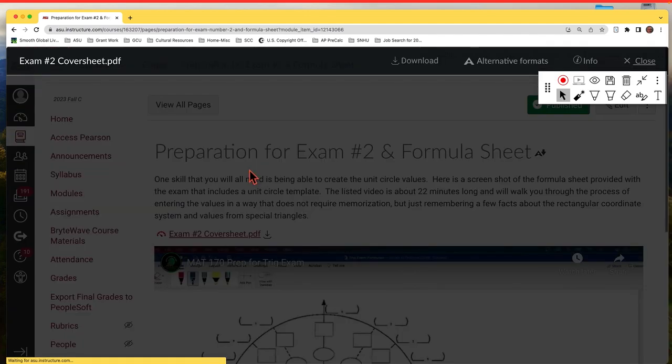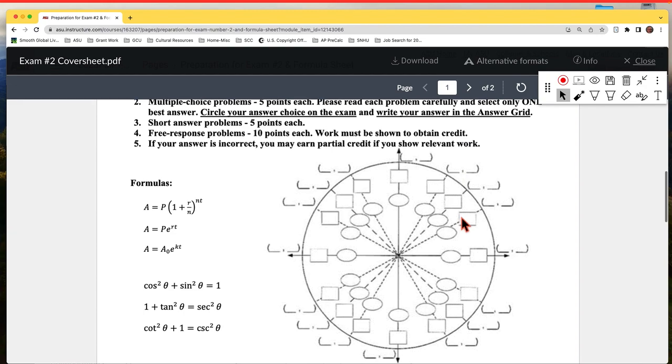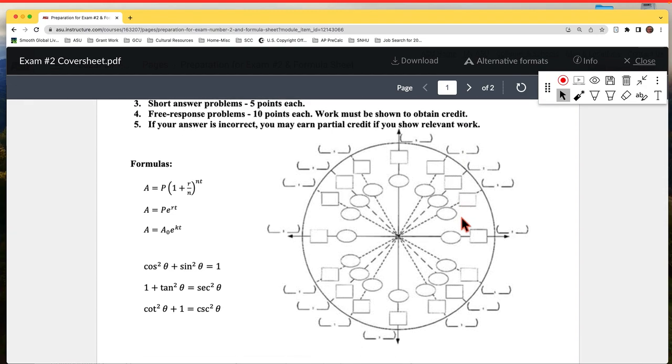But the cover sheet here. You're going to have these formulas, so those are the things you don't need to memorize because we give those to you. Does that help? So you've got the compound interest, you've got the continuous, you've got exponential growth, you've got a few of the trig functions, identities, and that's all you get. And then you've got this little template. You don't have to fill it in, but if you'd like to, it might help with some of the answers.